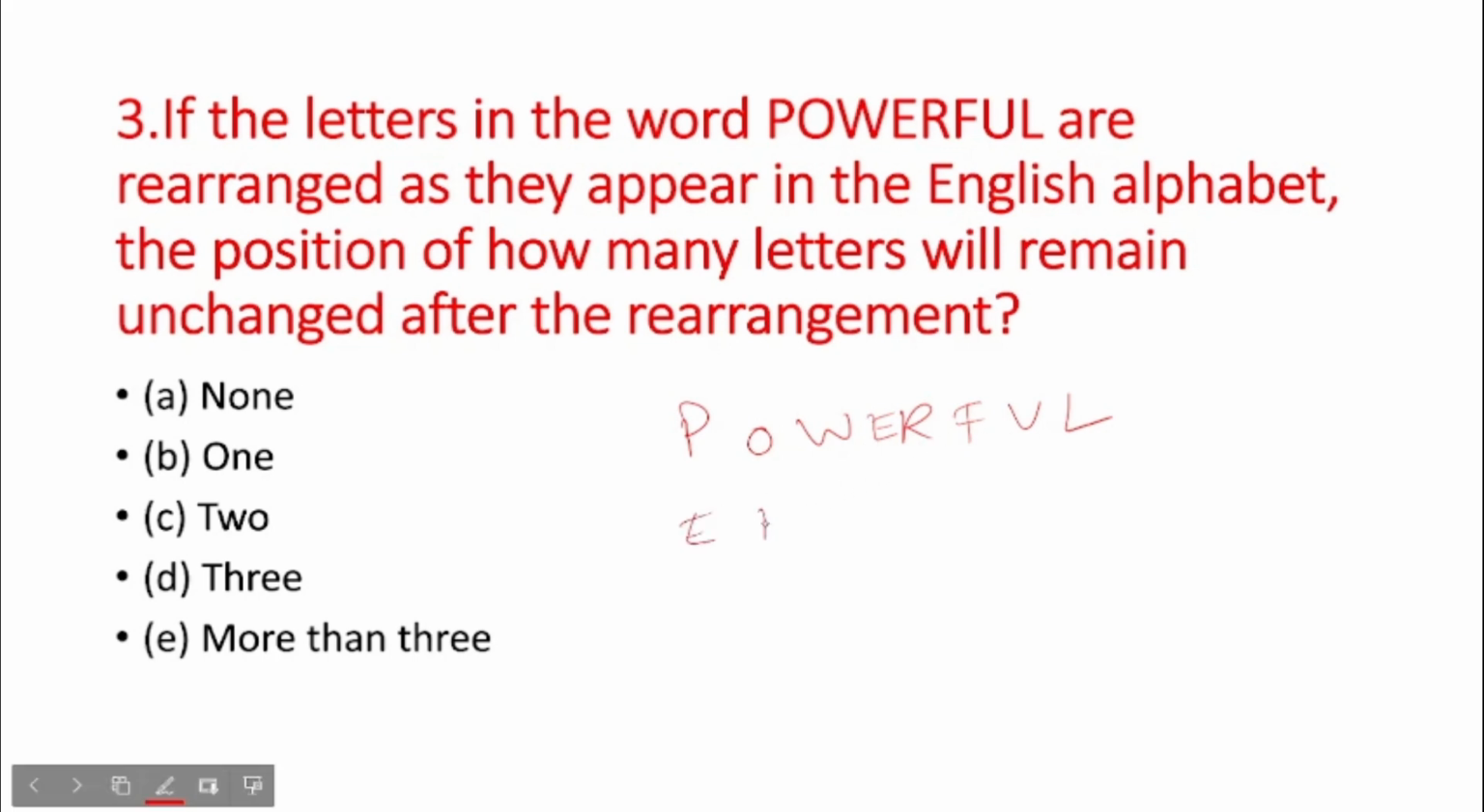E, F, G, H, I, J, K, L, M, N, O, P, Q, R, S, T, U, W. So we have U here, whose position remained unchanged. So the answer would be B, one. Only one letter, right? U. Every other letter's position changed. So definitely B would be the answer.